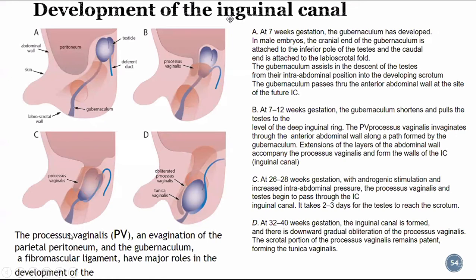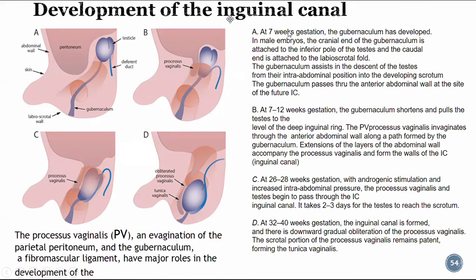Now we have your processus vaginalis, which is an invagination or an outpouching of your parietal peritoneum. And the gubernaculum, which is a fibromuscular ligament connected to the testis from the outside surface. These two play major roles in the development of the inguinal canal.